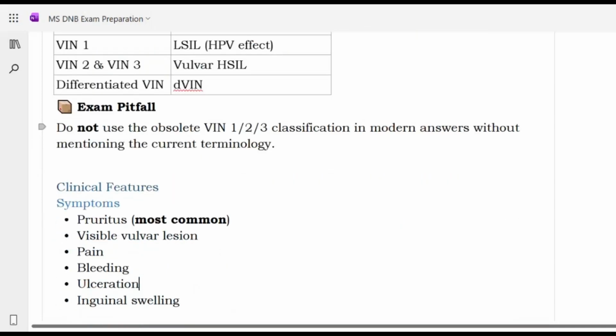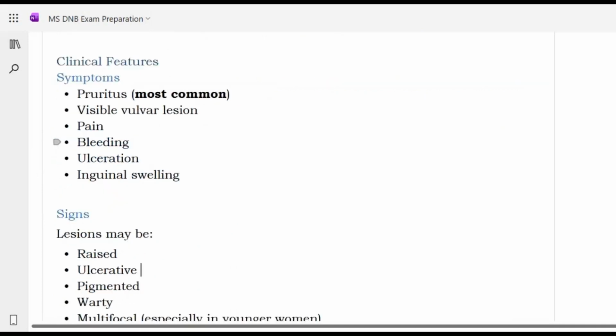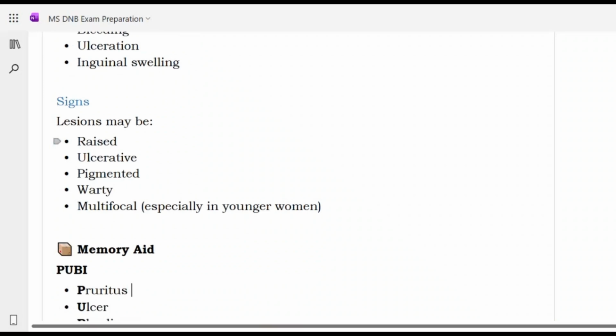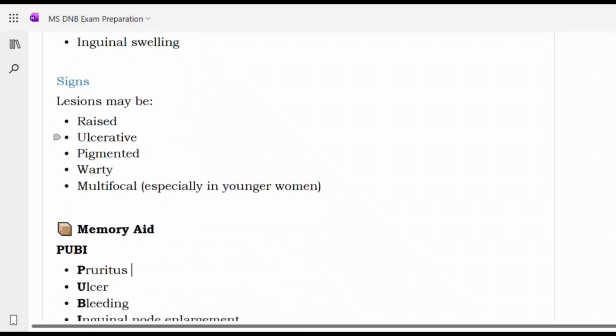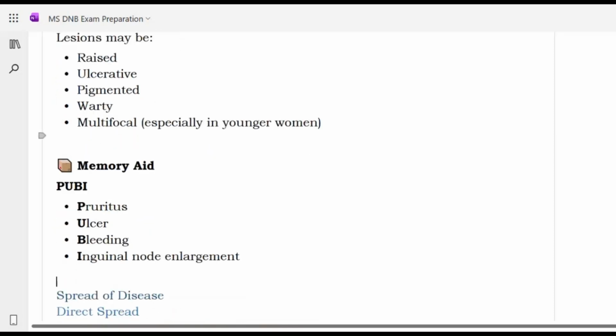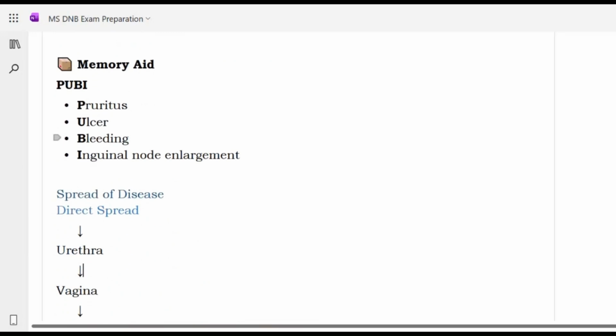Now coming to the clinical features. The most common symptom is pruritus. So you may get a short note on pruritus vulvae. Then in evaluation you have to mention everything. There may be a visible vulvar lesion, pain, bleeding, ulceration, inguinal swelling. Signs: there may be a raised lesion, an ulcerative lesion or pigmentation, warty or multifocal. Especially in younger women, you may get a multifocal lesion. So from a remembering point of view, we remember PUBI: pruritus, ulcer, bleeding, and inguinal lymph node enlargement. So these are very important for vulval malignancy.